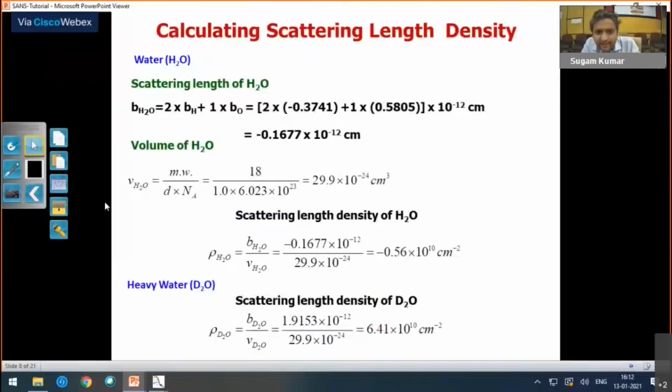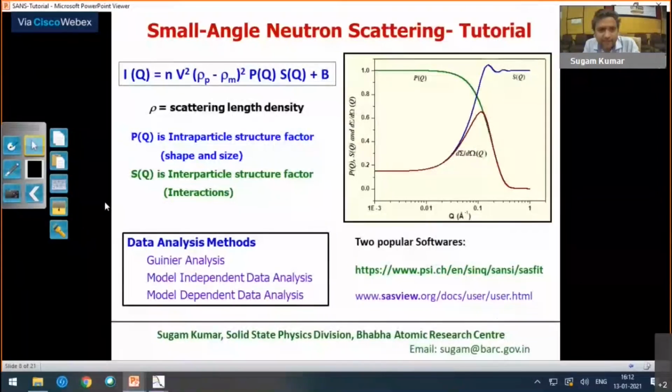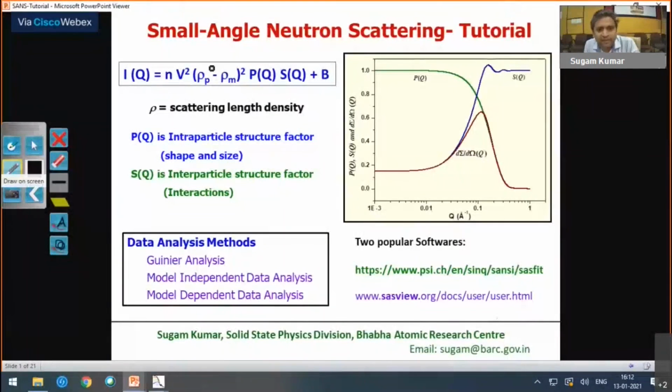Let's just see this equation once here. This rho p minus rho solvent squared is a Q independent term. If this is fixed for a particular given system, then you can vary this as a scale factor. So I was varying this as a scale factor. But if this is not fixed, if this rho p is varying in your particle, let's say a core shell particle is there, then you have to provide the value of the core, the value of the shell, and the value of the solvent. Then there is another scale factor which is n, that can be varied.